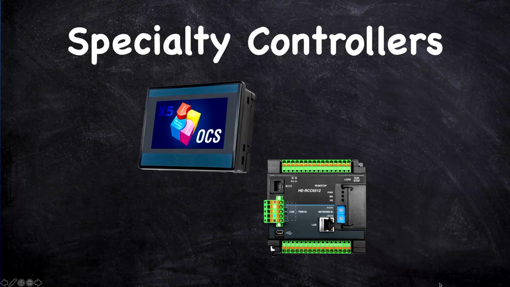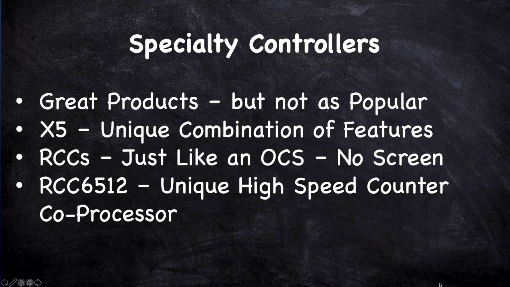Finally, let's take a quick look at a couple of our specialty controllers, the X5 and the RCC. These products don't necessarily fit in one of our standard product categories, but they're great products nonetheless, just not as popular. The X5 offers a unique combination of features with a form factor similar to the Micro series, but processing power more similar to the XL series. RCCs are just like an OCS, just no screen. And the RCC 6512 has a little bit of co-processing and a lot of high-speed counting.